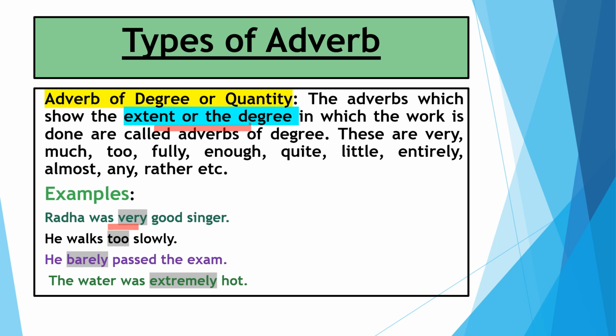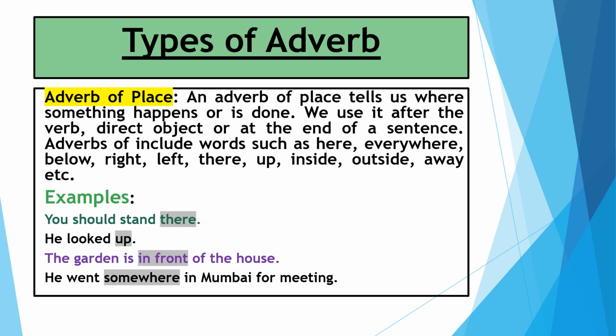Radha was a very good singer. He walks too slowly. He barely passed the examination. The water was extremely hot. Now I think it would be clear the difference between adverb of time, adverb of number and adverb of degree. Now moving on to another type, adverb of place.